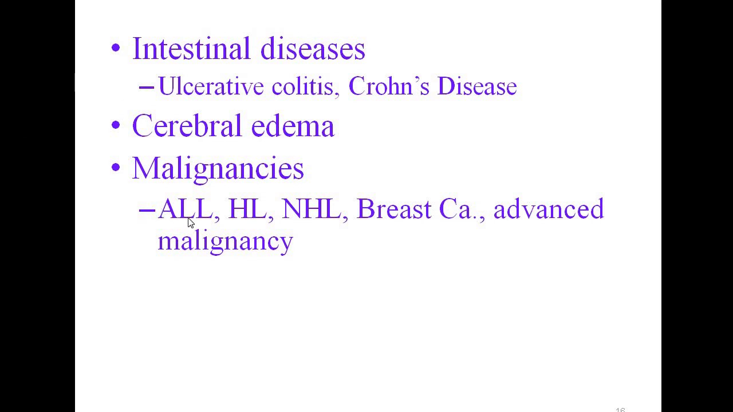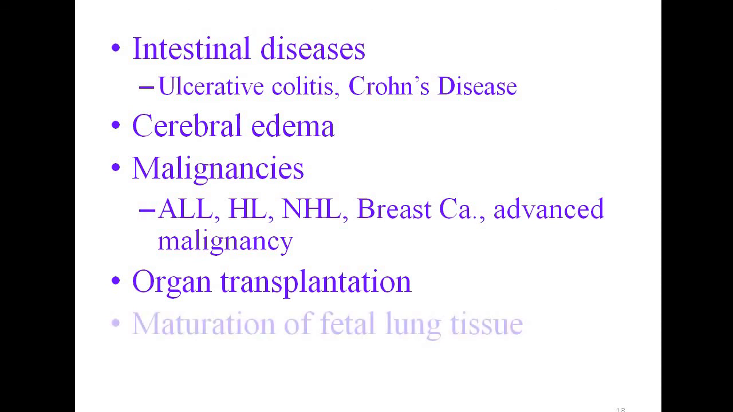In acute lymphocytic leukemia, Hodgkin's lymphoma, non-Hodgkin's lymphoma, advanced breast cancer, in all these lymphomas and leukemias, corticosteroids reduce the WBC series count. Therefore, they are part of the chemotherapy for leukemias and lymphomas. To prevent organ transplant rejection, the immunosuppressive effect of the corticosteroid is used. Then to promote maturation of fetal lung tissue, especially in a premature infant.